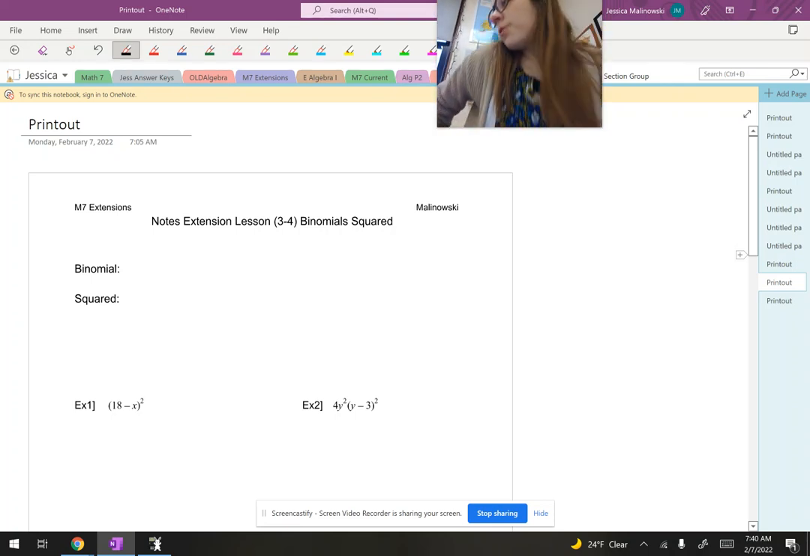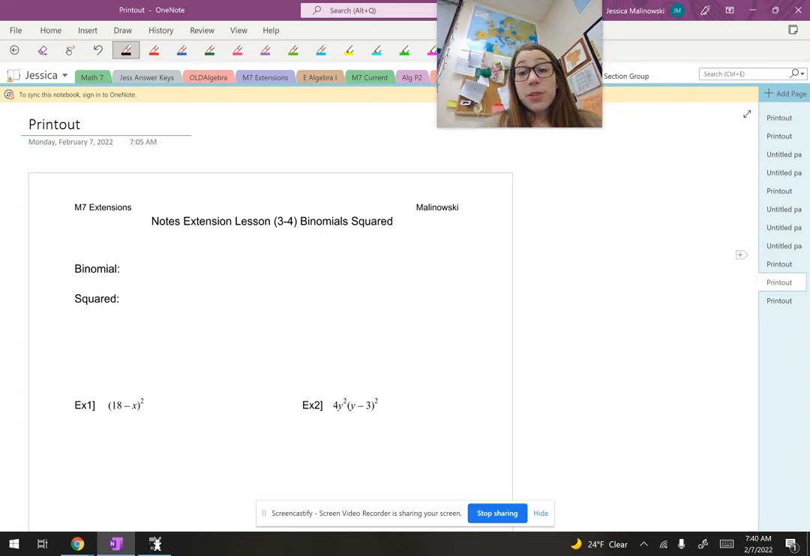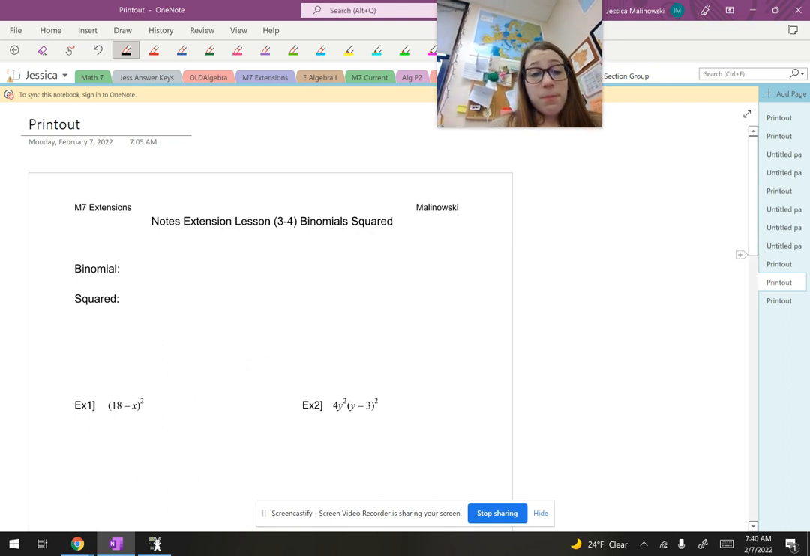All right, just running through these extension lessons today. 3-4 binomial squared, which is very, very similar to what we just did in 3-3.